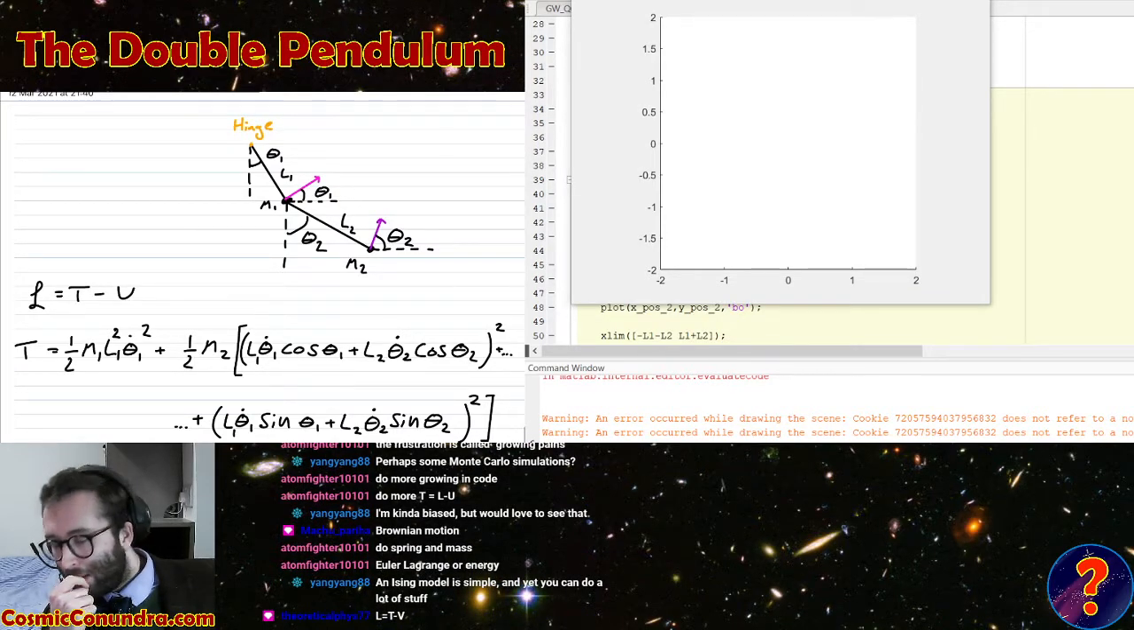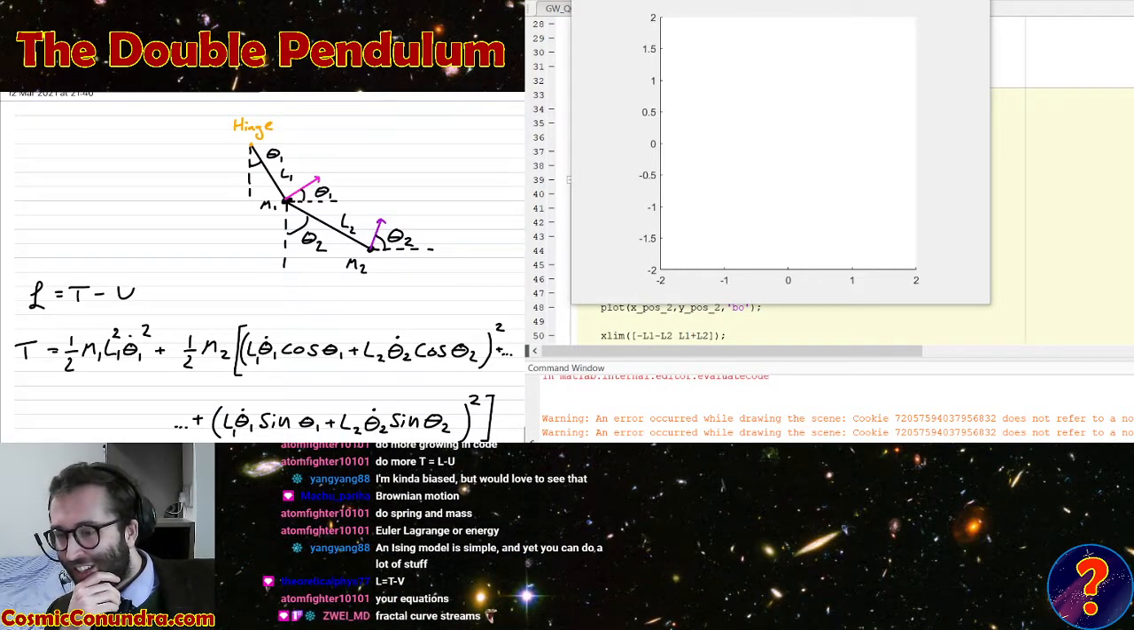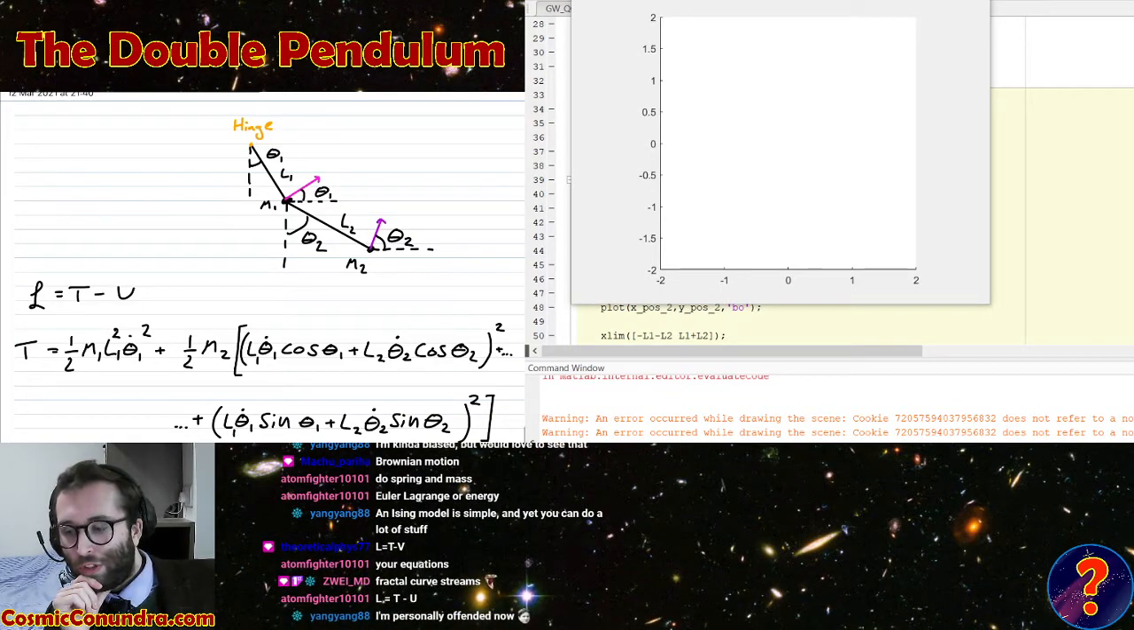The Ising model? Oh no, I can't look at the Ising model. Too many years of being forced to do condensed matter physics has meant I have a natural repulsion to the Ising model. Oh, like more Lagrangian stuff. Oh, I see. Fractal curve streams. Oh, that would be cool. Yeah. We should create some fractals or some generating things like this.